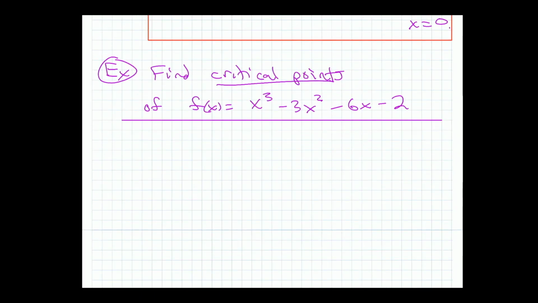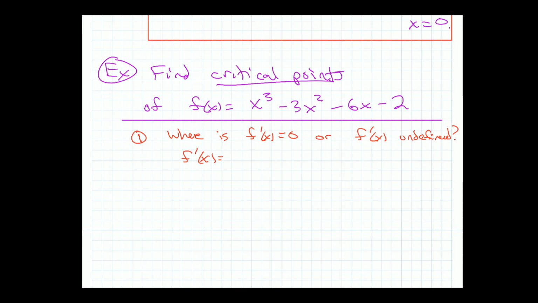So how do we do it? What are critical points? You take a derivative and it's where the derivative is 0 or undefined. So we're looking for where the derivative is 0 or undefined. That's what we're trying to do. So of course we're just going to take the derivative. Nothing fancy here. This is just power rule, power rule, power rule.